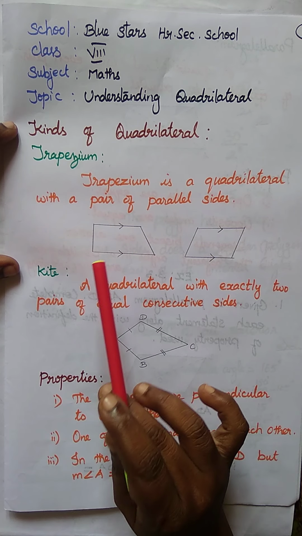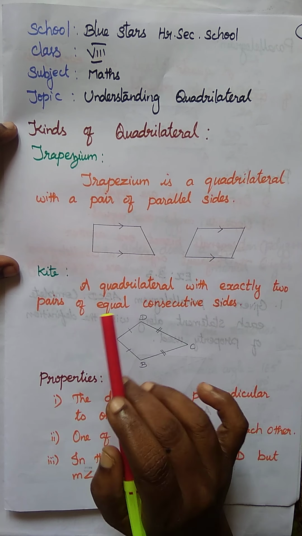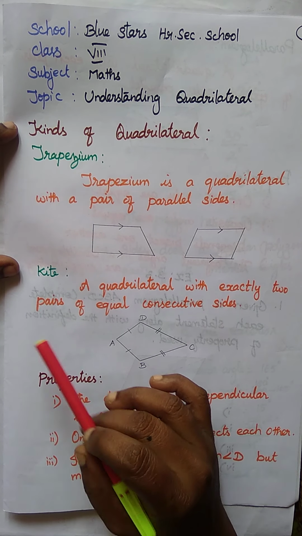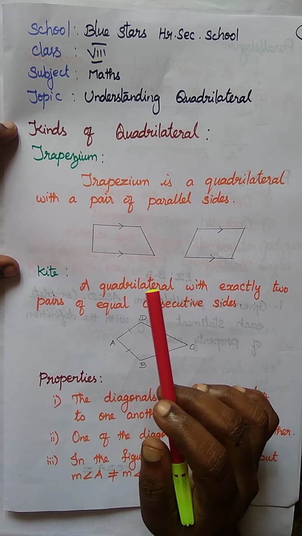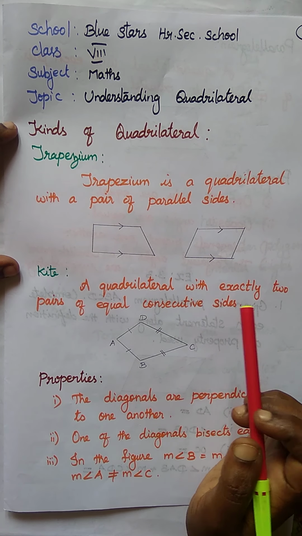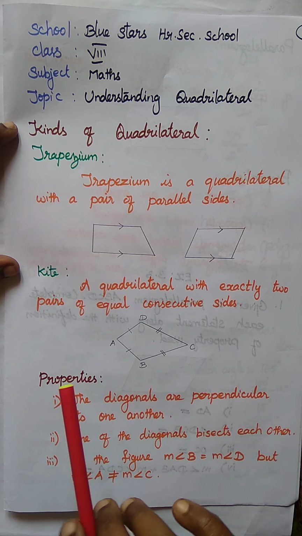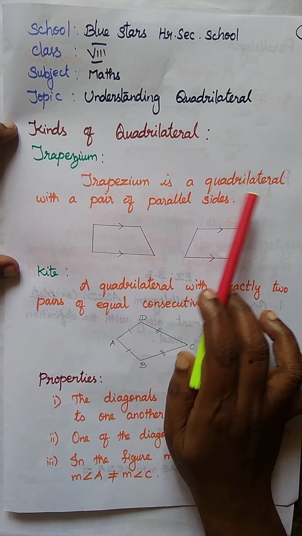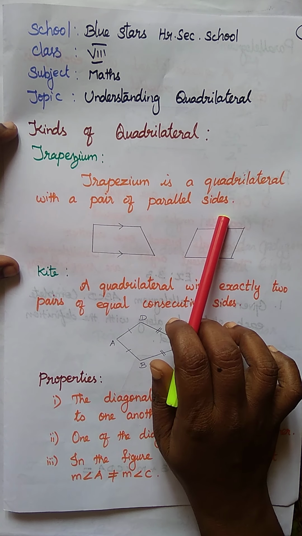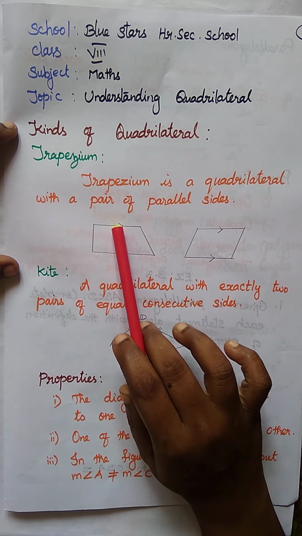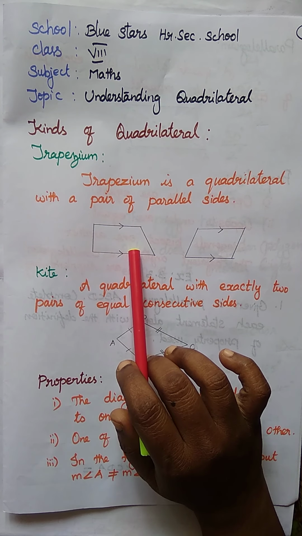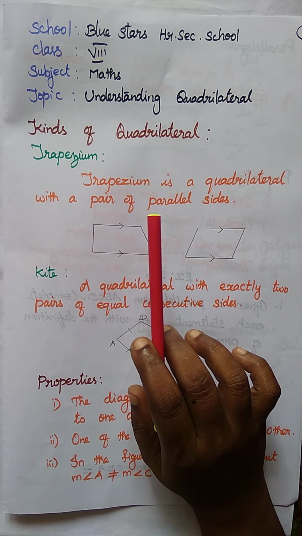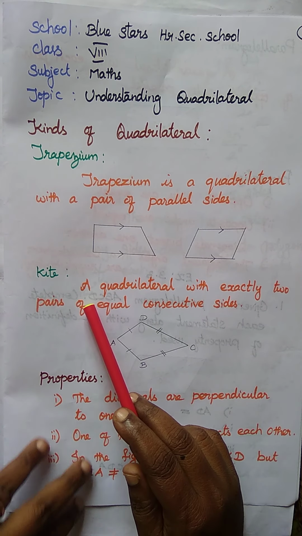What is an example? Give one example of a parallel line. It's a railway track. Have you seen a railway track? That line is parallel. If you look at the two track lines, they are parallel. So trapezium is a quadrilateral with a pair of parallel sides. Two sides, that is called a pair. It is called trapezium.